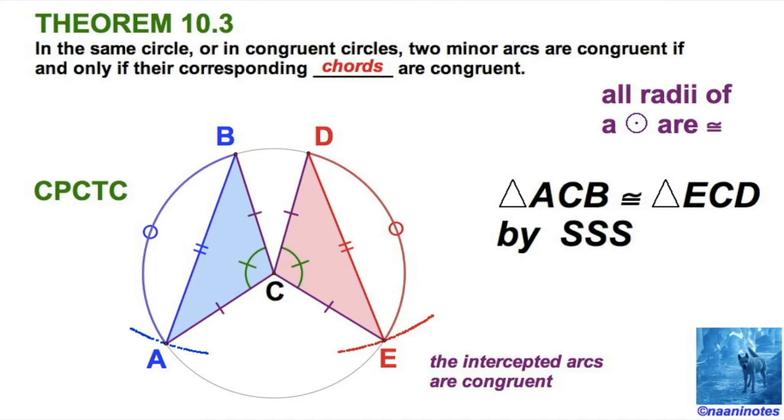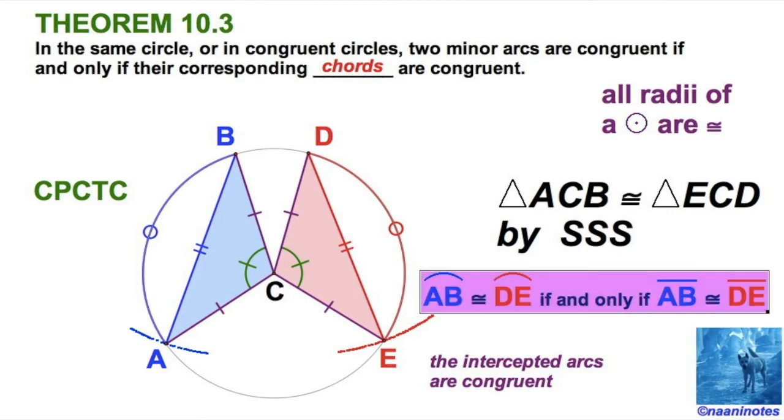So what do we know after all? In this particular example, arc AB is congruent to arc DE if and only if their associated chords are congruent. If and only if, because it is a biconditional statement. So that saves us writing a theorem, doesn't it? It works both ways.